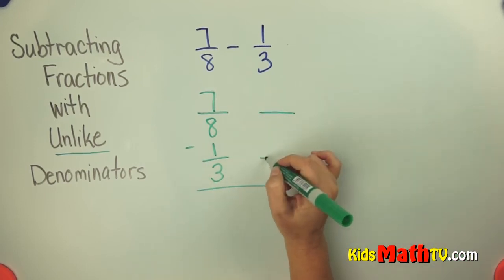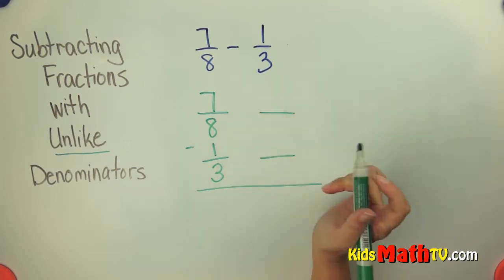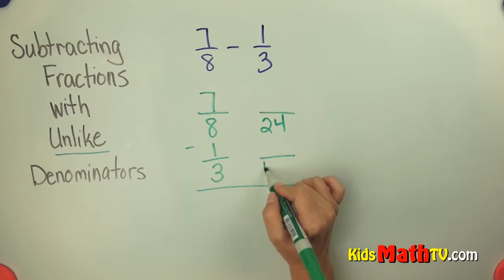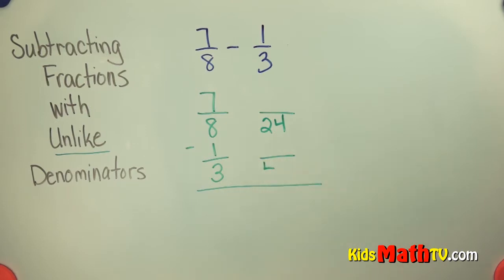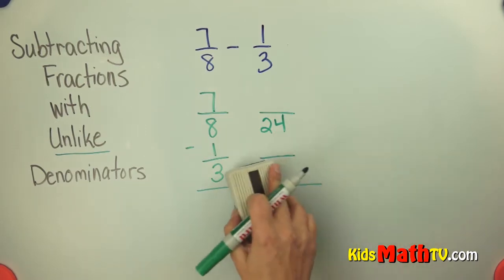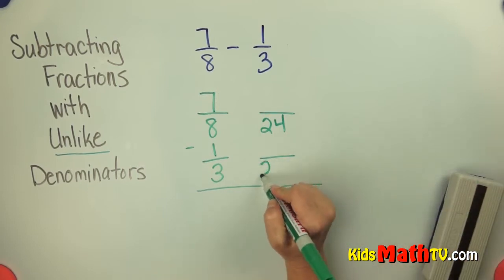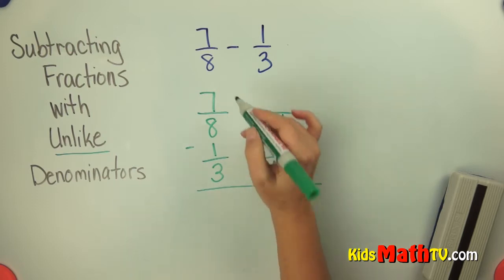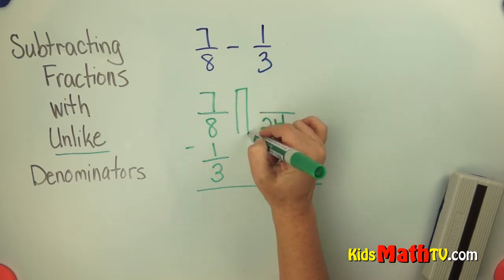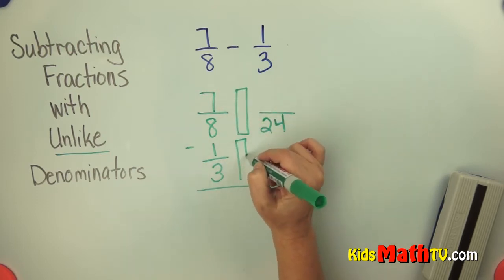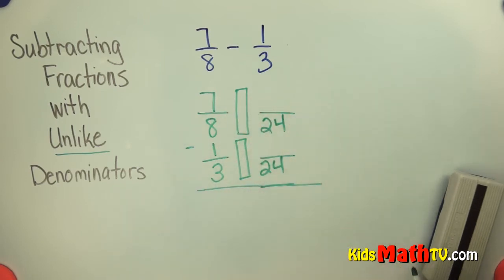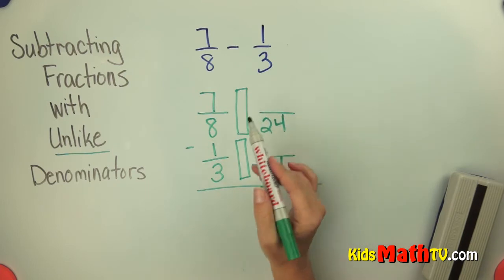So I need to choose a number that is a multiple of both 8 and 3. I'm going to use the number 24. Okay, so I'm going to make these fractions have a common denominator of 24. I'm going to multiply each fraction by 1. Multiplying by 1 doesn't change the value, it just changes the way it looks.